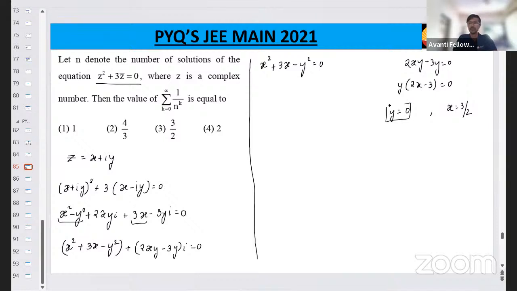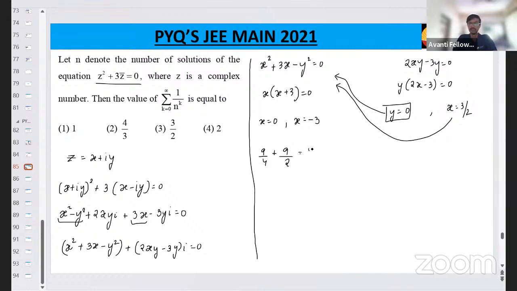So let us substitute y equals 0 here. We'll get x into x plus 3 equals 0. What values of x did we get? 0 or -3, correct? And if we substitute x equals 3 by 2 here, we get 9 by 4 plus 9 by 2 equals y square. So 27 by 4 equals y square. So y is plus minus 3 root 3 by 2. 27, I guess 3 root 3, right?